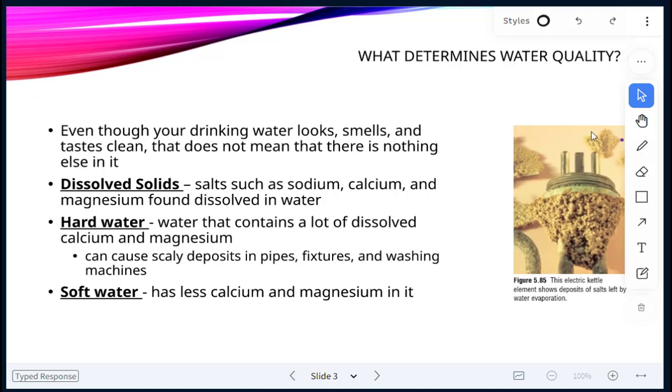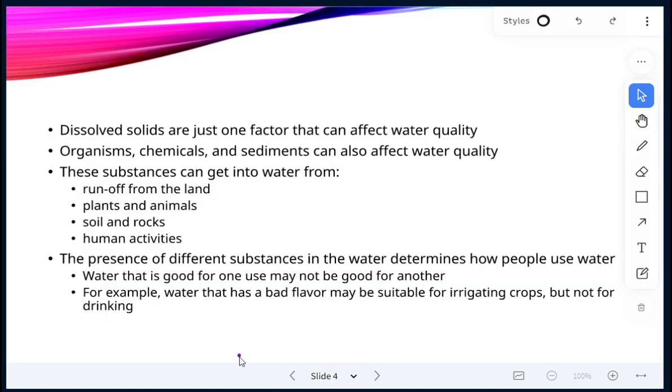For example, this is an electric kettle element, and you can see the deposits of salts that are left after the water has evaporated. That would be hard water. So dissolved solids are just one factor that can affect water quality.